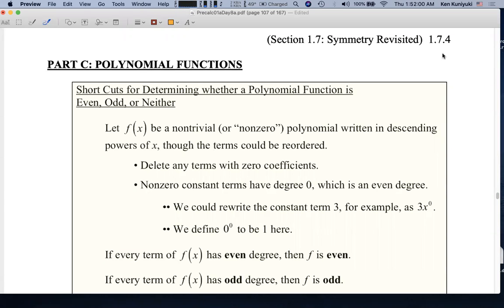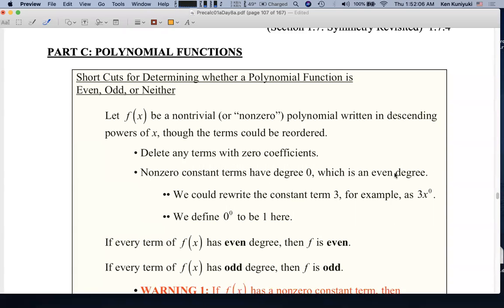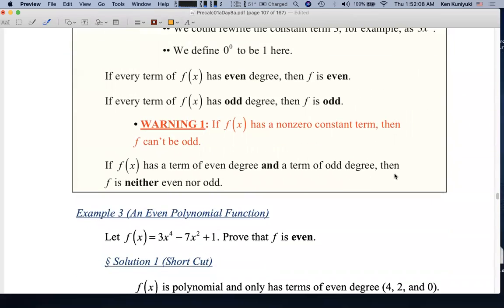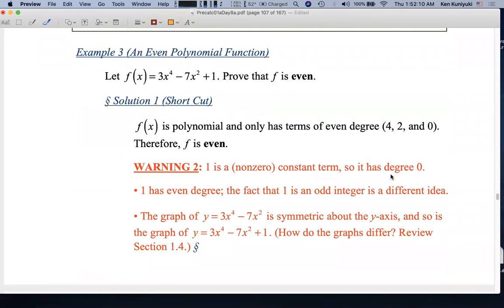Hi everyone. How can we tell if a polynomial function is even, odd, or neither? I have a bunch of rules in this box here, but let's go straight to some examples. I claim that the function f, where f of x equals 3x to the fourth minus 7x squared plus 1, is an even function. Why?